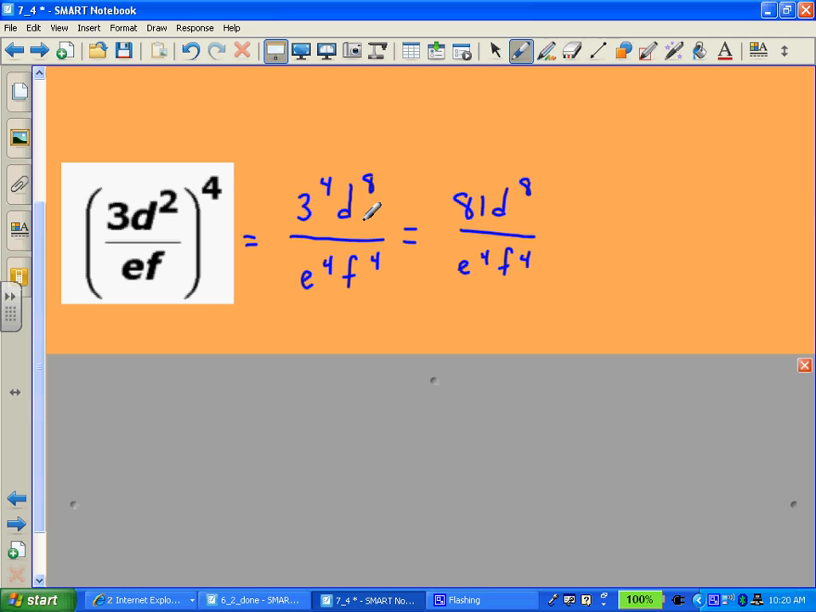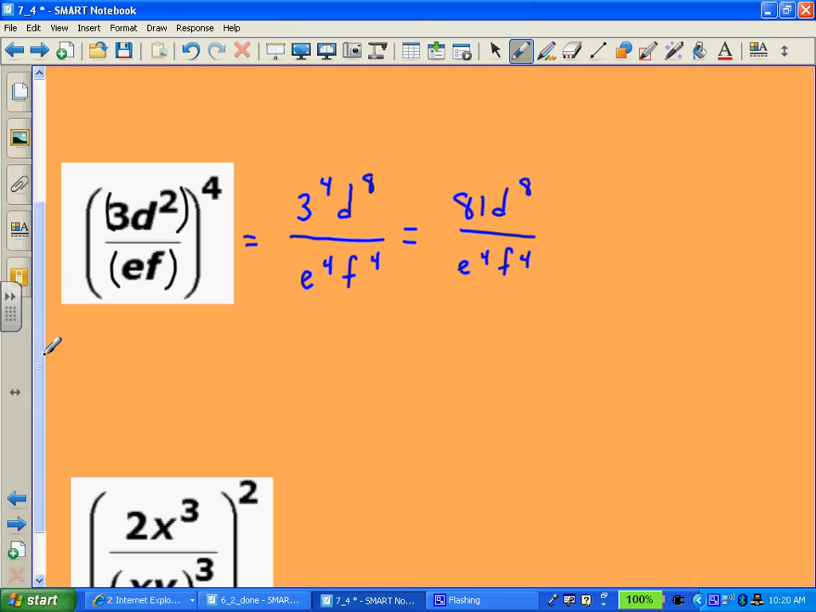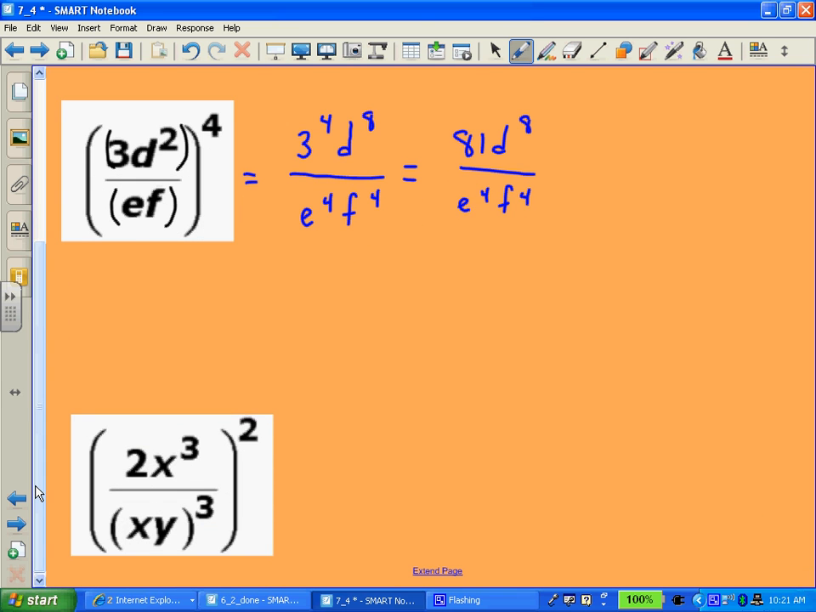Okay? So it's important there, it's really easy to just write 3d to the 8th on the top here, and ef to the 4th on the bottom. Remember that these are like products. It might help if you put them in their own little parentheses. Okay, so that power goes to all of them because of our power of a product property that we learned in 7.3.